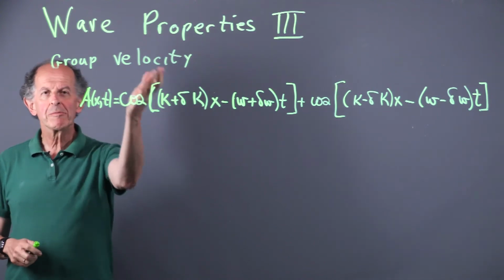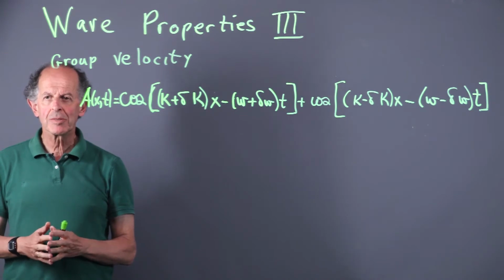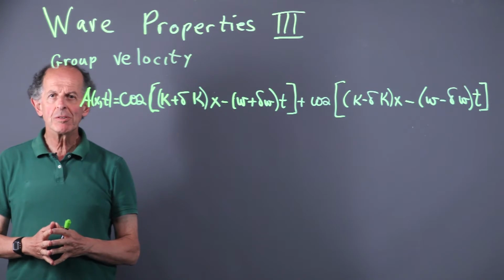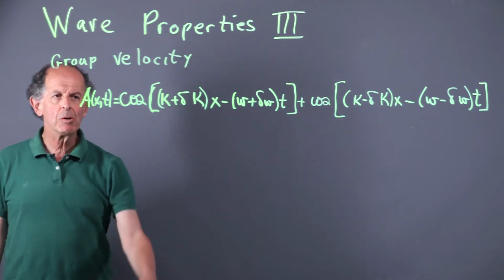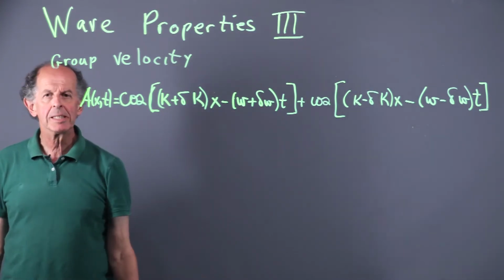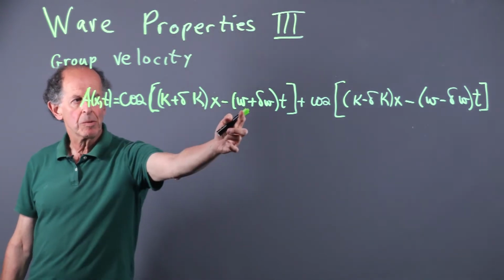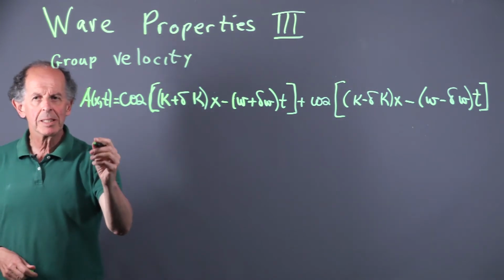Welcome to Wave Properties 3, and we're going to look a little more closely at something called the group velocity. You can see the first equation that I've written actually comes from some problems that we did. It's the sum of two cosines here and over there. They're slightly shifted in frequency. So this wave here has a slightly higher frequency shifted by delta omega.